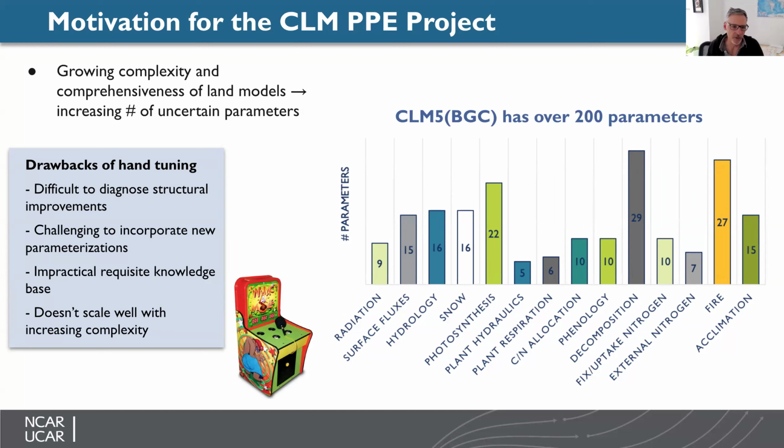It's challenging to incorporate new parameterizations, including machine learning-based parameterizations. There's an impractical requisite knowledge base. There's only a few people in the CLM world who know how to calibrate the model, and it doesn't scale well with increasing model complexity. So obviously, we need to get beyond this hand calibration.